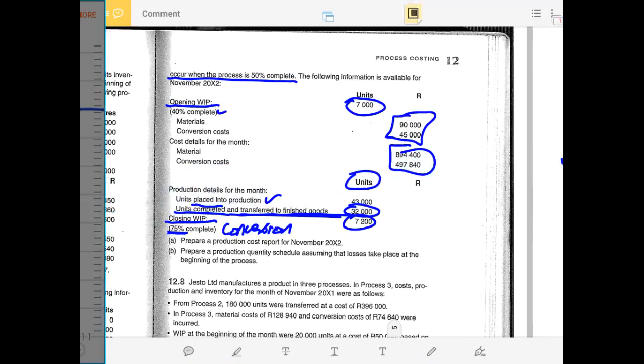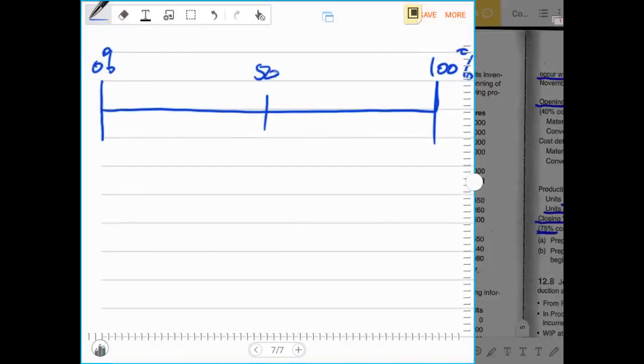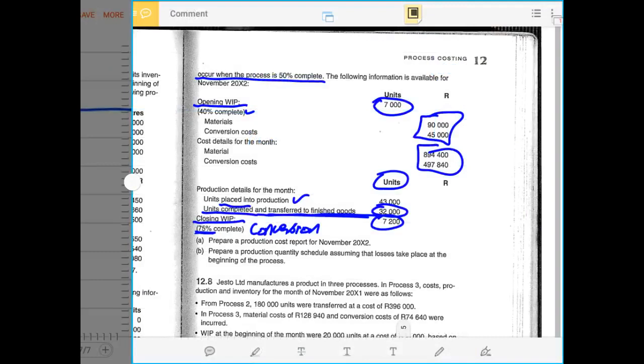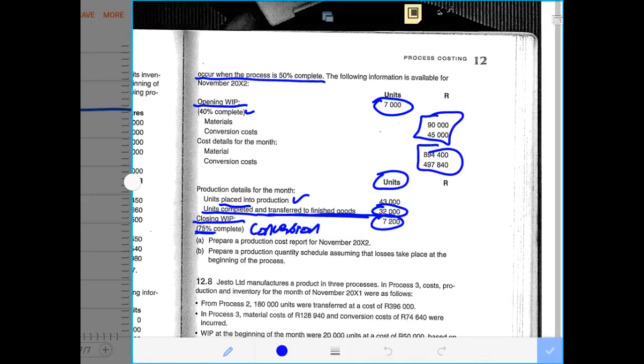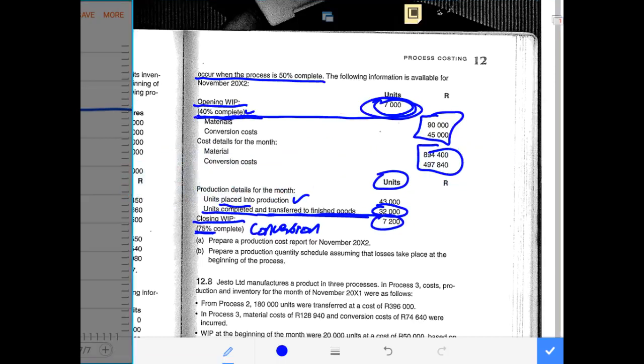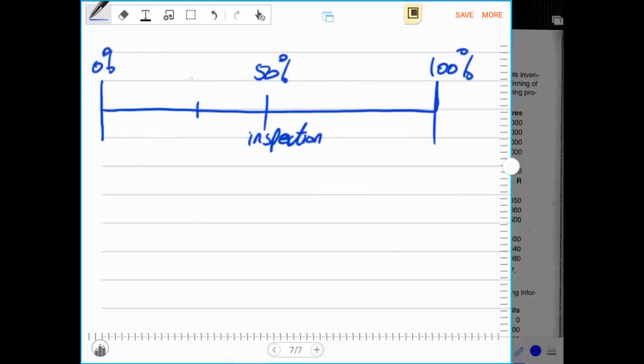So now we are already aware of that, and because of that, we can put the point of inspection almost at the middle point of our timeline. And we say inspection. We want to know how many units went through the point of inspection, or which units did not go through it. We know that our opening was 7,000 units, 40% in terms of completion. So that means our opening was before the point of inspection. Therefore, we write that as our opening units.